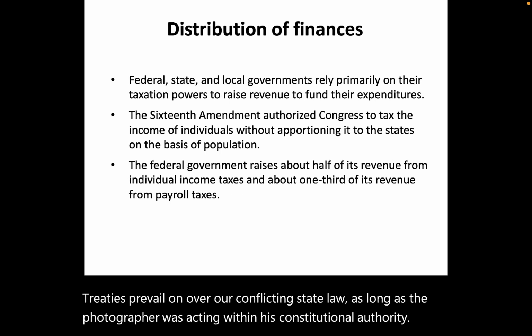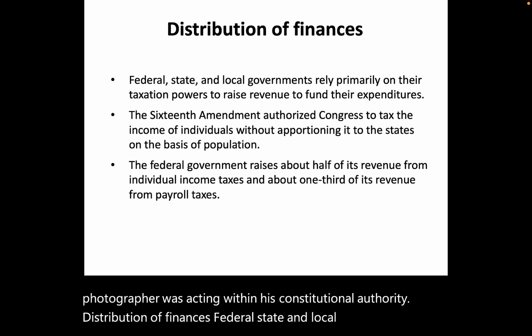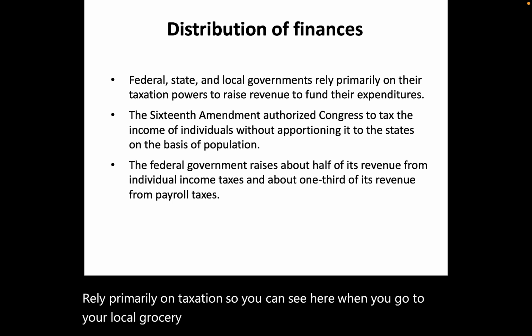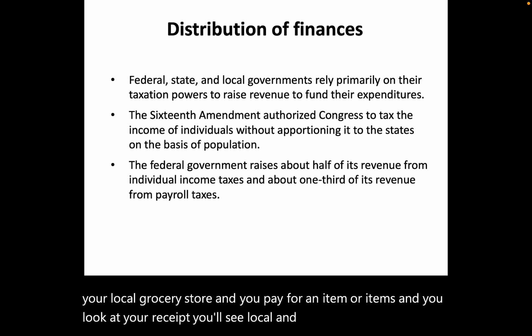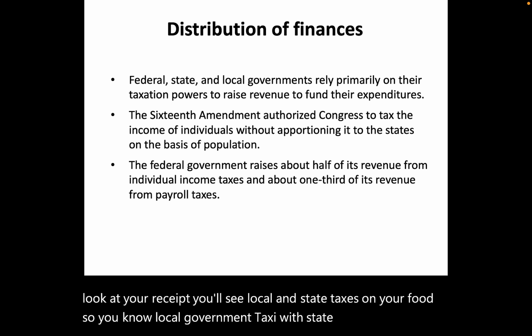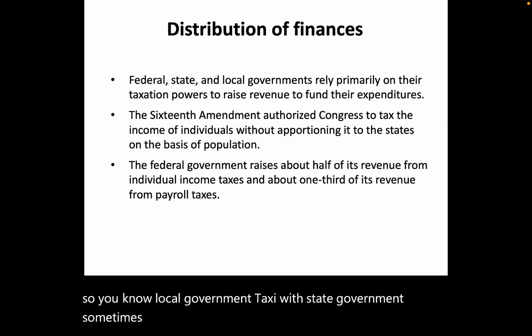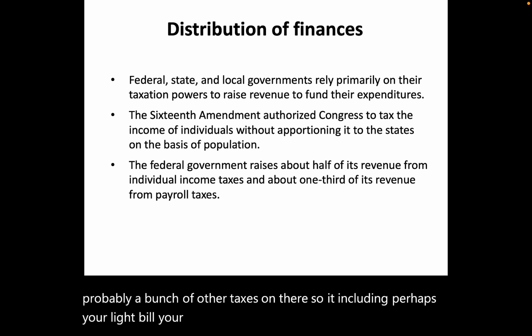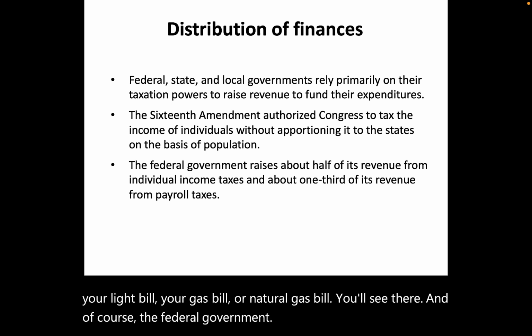Distribution of finances. Federal, state, and local governments rely primarily on taxation. So you can see here, when you go to your local grocery store and you pay for an item or items and you look at your receipt, you'll see local and state taxes on your food. So, the local government taxes you, the state government taxes you. Sometimes certain items will tax you, and you'll probably see a bunch of other taxes on there, including perhaps your light bill, your gas bill, or natural gas bill. And of course, the federal government also taxes you, because that is the way to raise revenue.